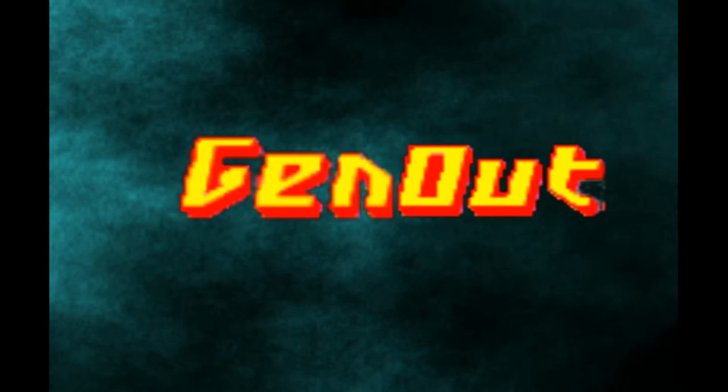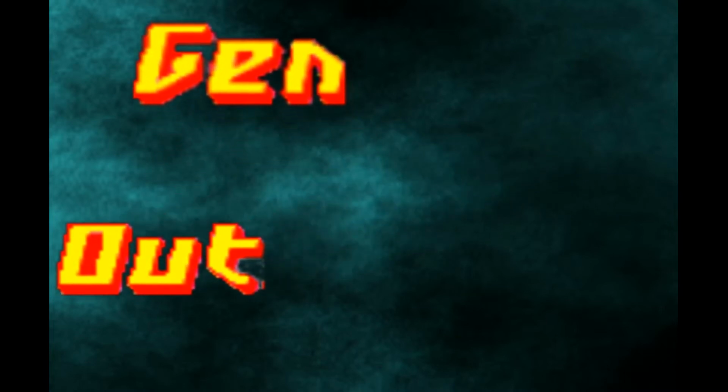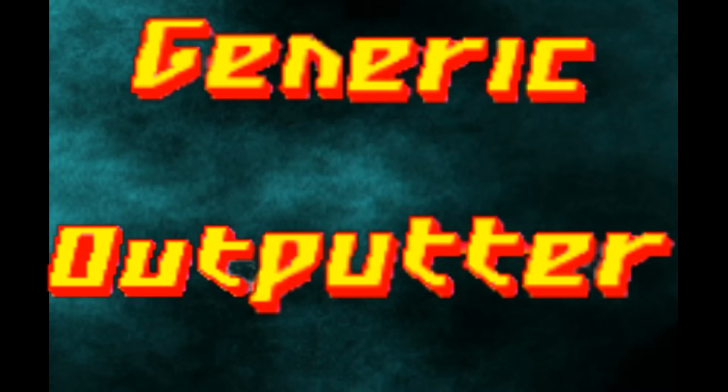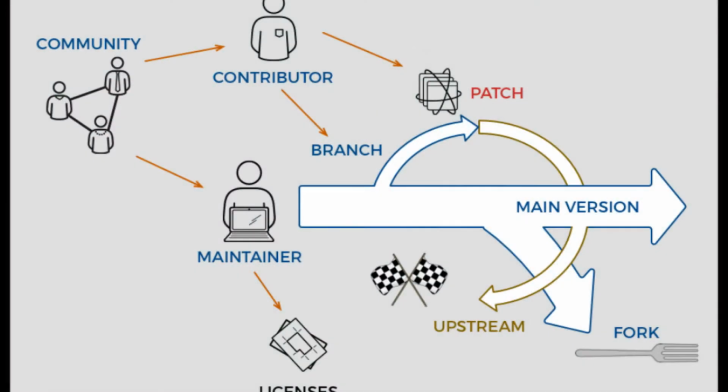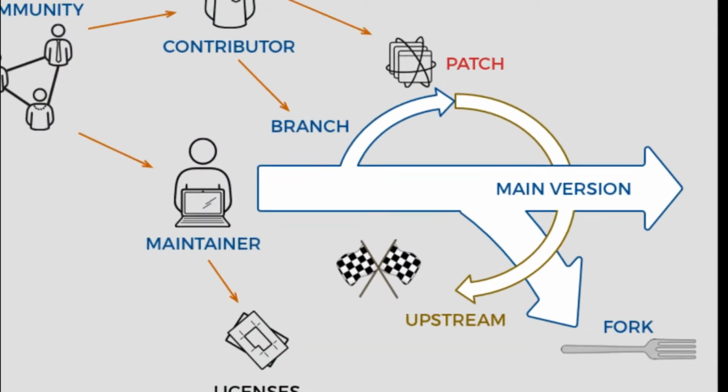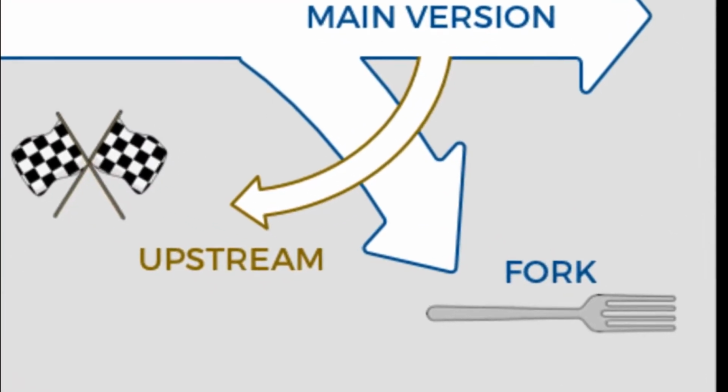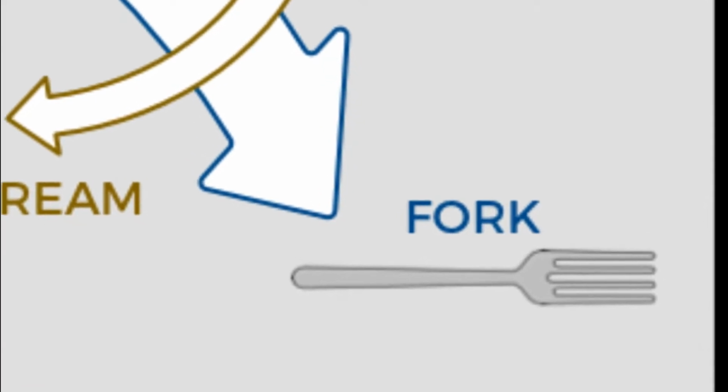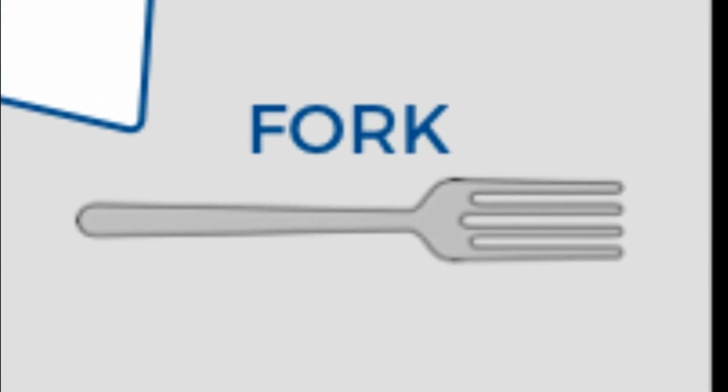Arthur if you prefer, and this is a debut of a new plugin by the name of GenOut, which is short for Generic Outputter. And when I say new plugin, I guess I have to put that in air quotes because it's actually a fork of an existing plugin. And for those not familiar with software jargon, a fork is when you take an existing code base and you evolve it and move it in a different direction.